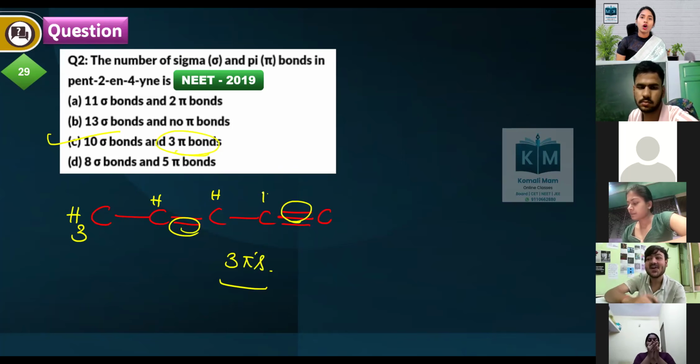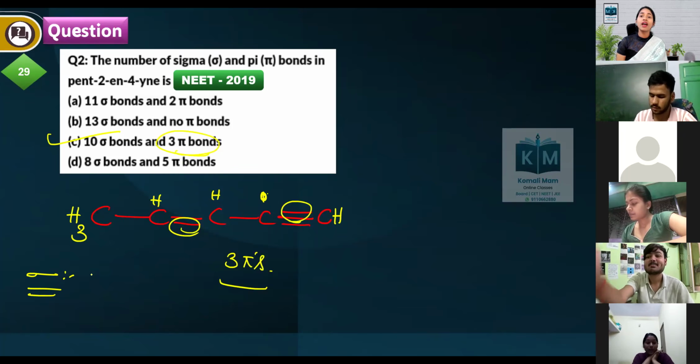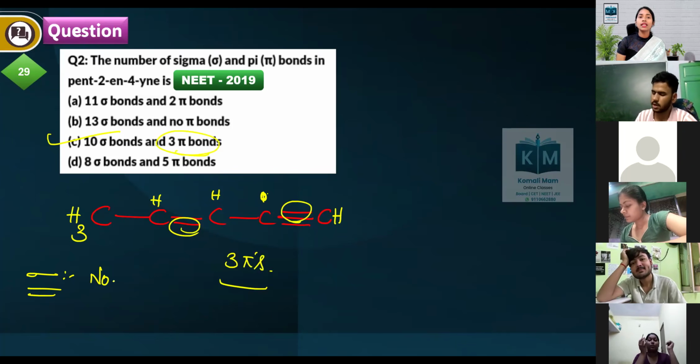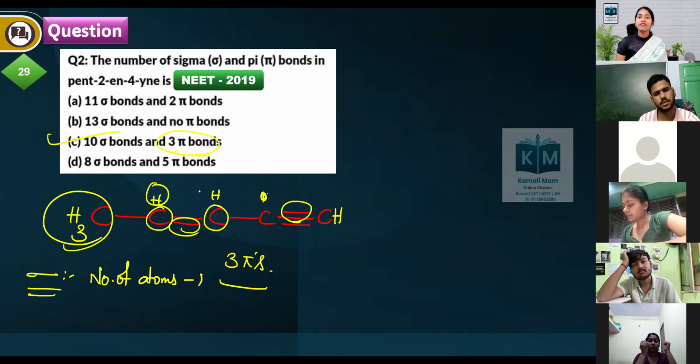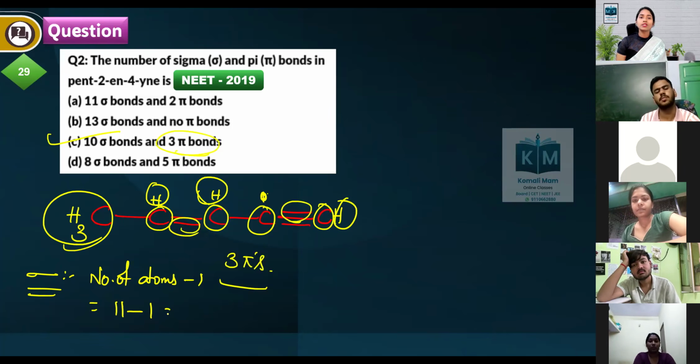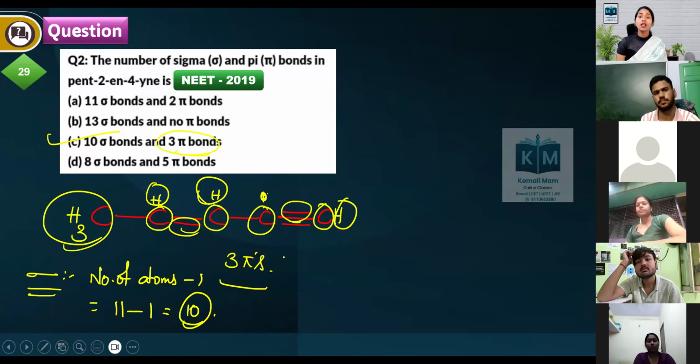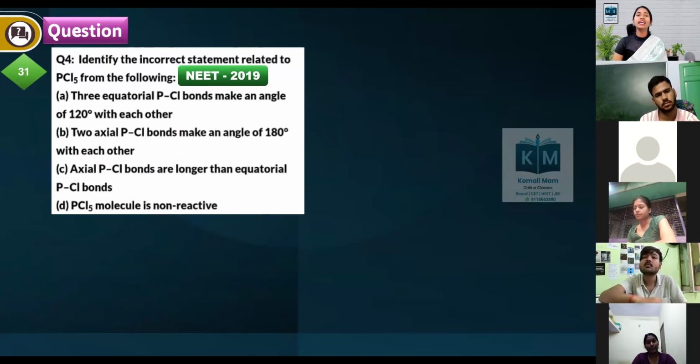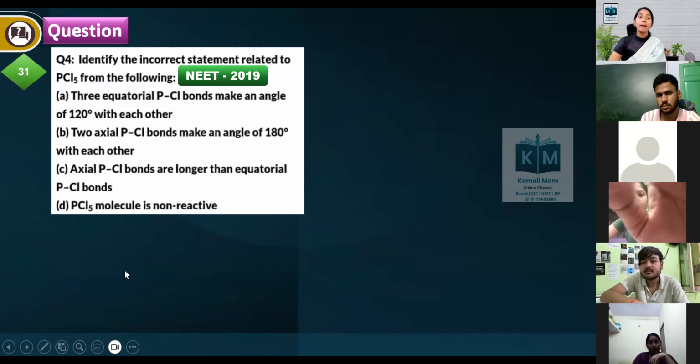Next, if you want to count normally, how to count the total number of sigma bonds? Total number of atoms minus 1, for the open chain. 4, 5, 6, 7, 8, 9, 10, 11. So 11 atoms minus 1 is 10. So the number of sigma bonds is 10. Option 3.